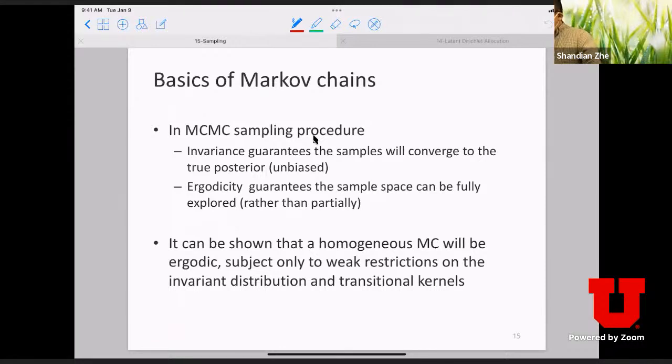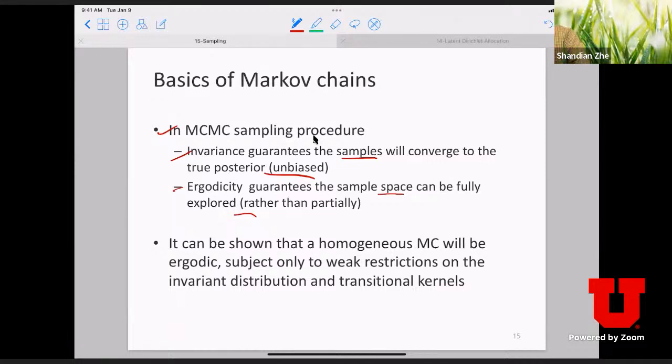In the Markov chain Monte Carlo sampling procedure, we actually need two guarantees to ensure your sampling procedure is valid. First, you must show that your true posterior is invariant to the transition kernel. That will guarantee the samples converge to the true posterior. This is called unbiasedness. The second is called ergodicity. The ergodicity guarantees your sample space can be fully explored rather than partially explored.